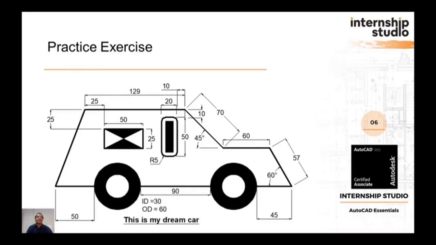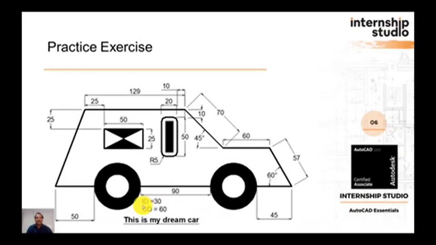Okay, I'm going to give you another new practice exercise. Here you are going to use a line, rectangle, filled circle, donut, solid. Here I have given information. ID means inside diameter of the donut. OD means outside diameter of the donut. Once you finish, write this text also.